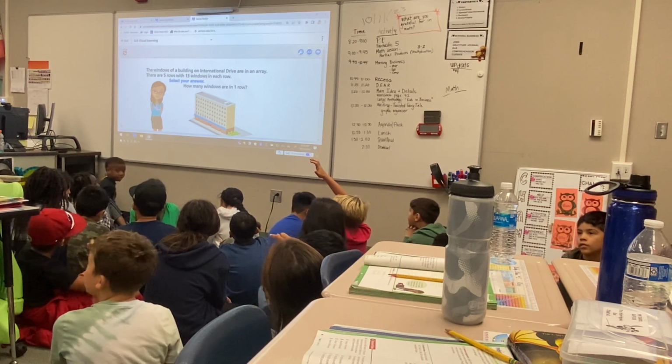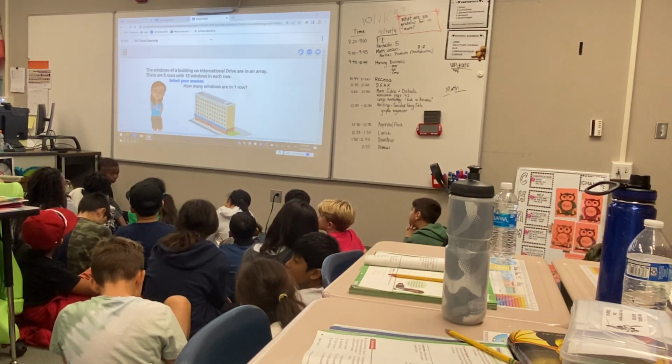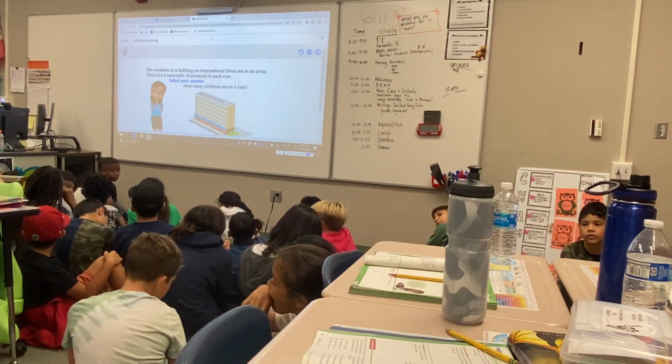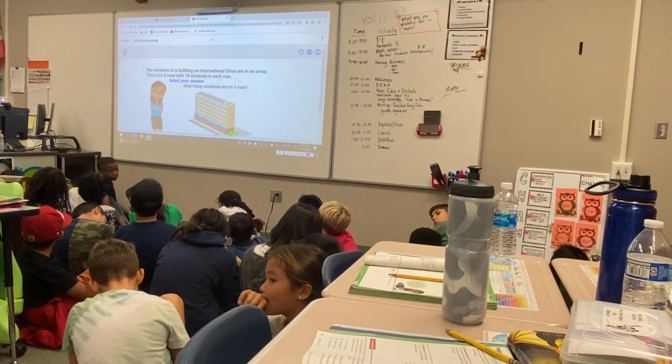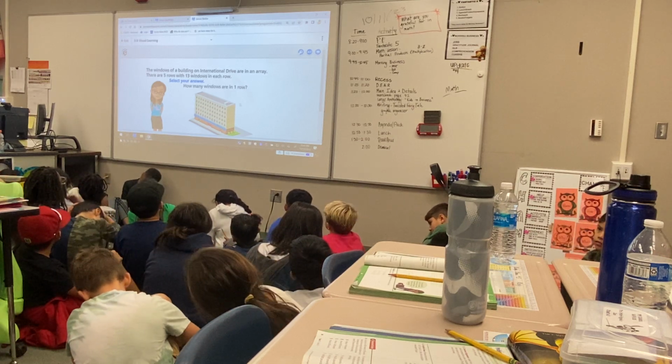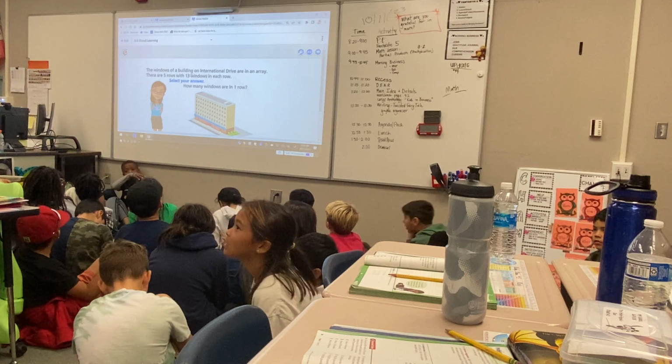Okay, class. A rowboat goes across the water. So does a row go left to right or up and down? Right. So how many windows are there in the first row? 13. Perfect.